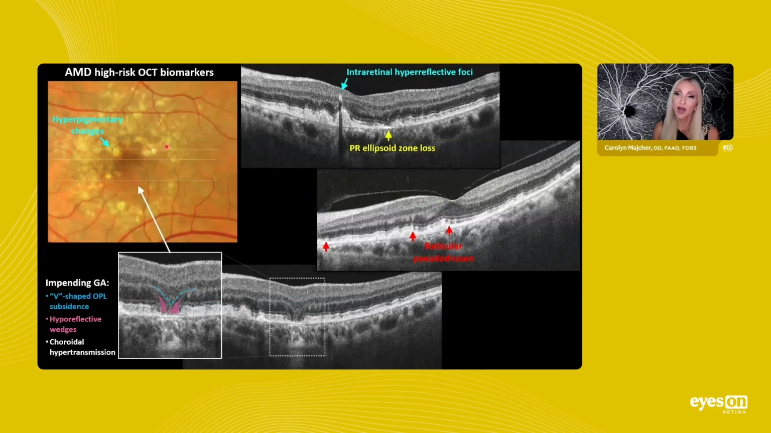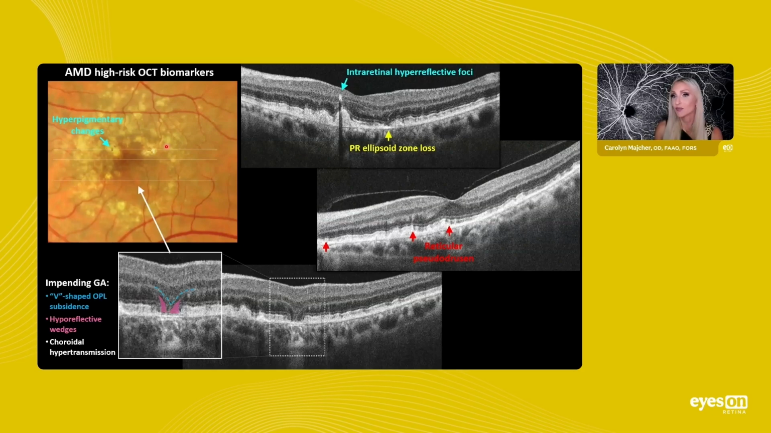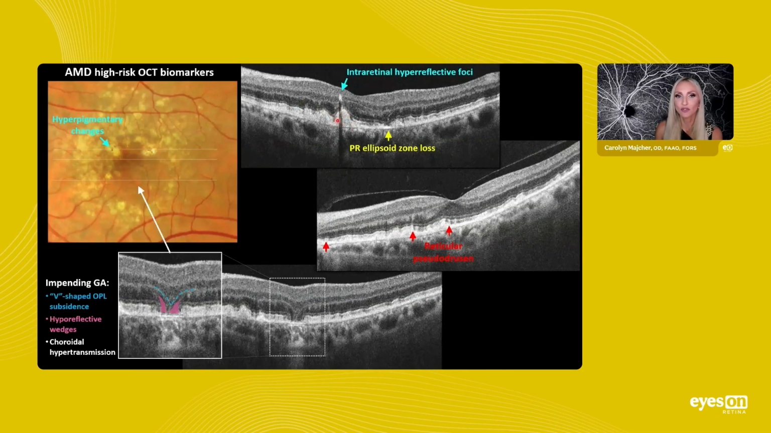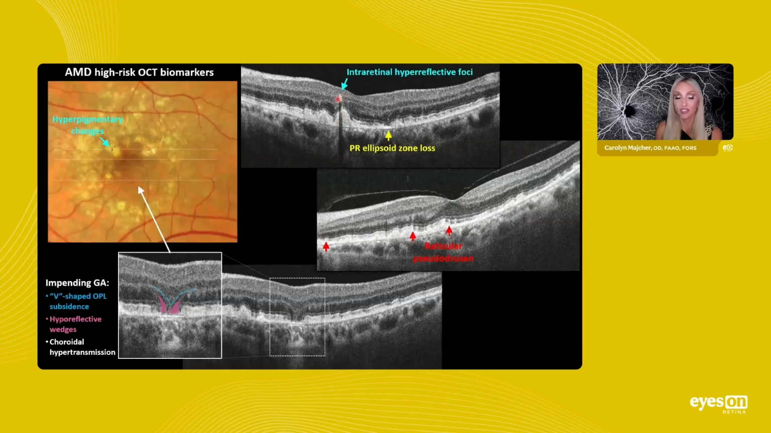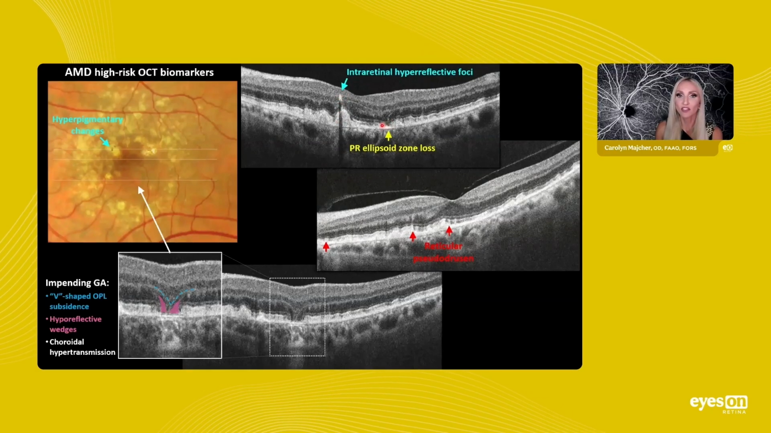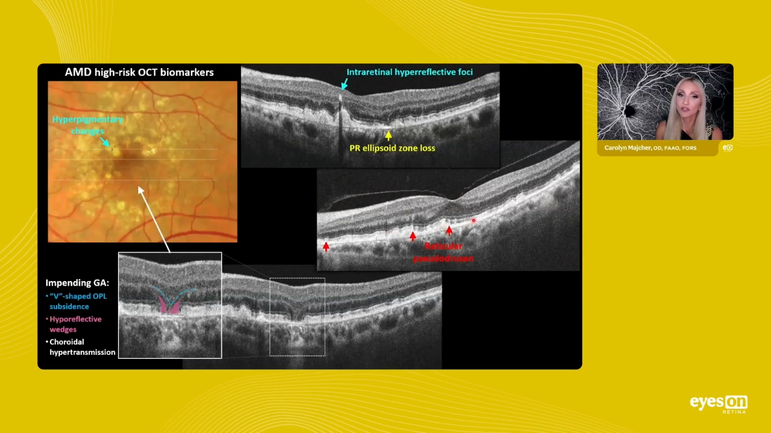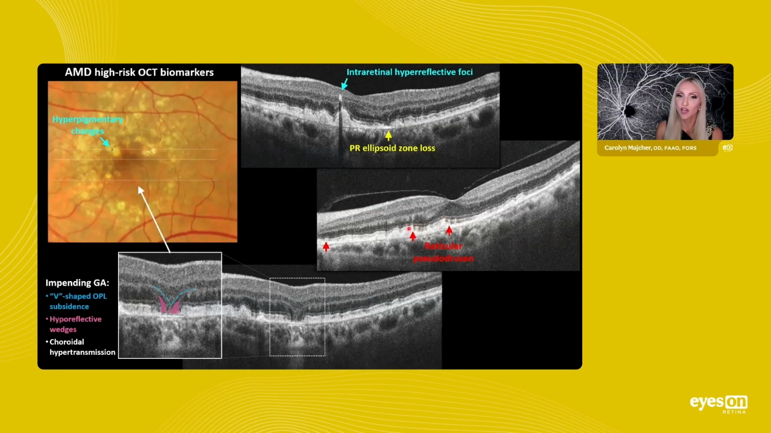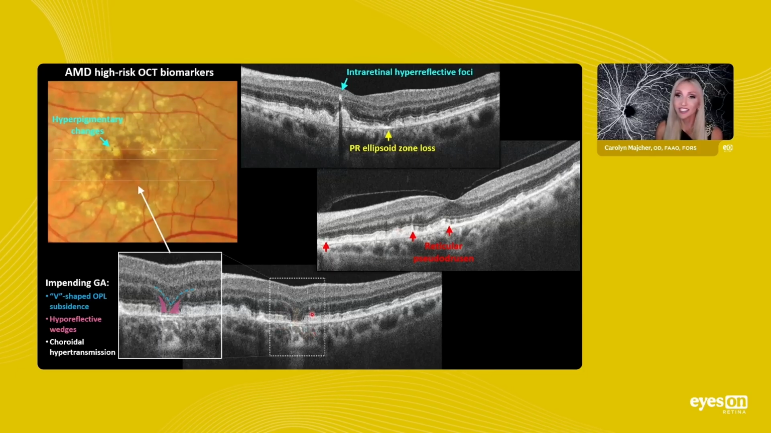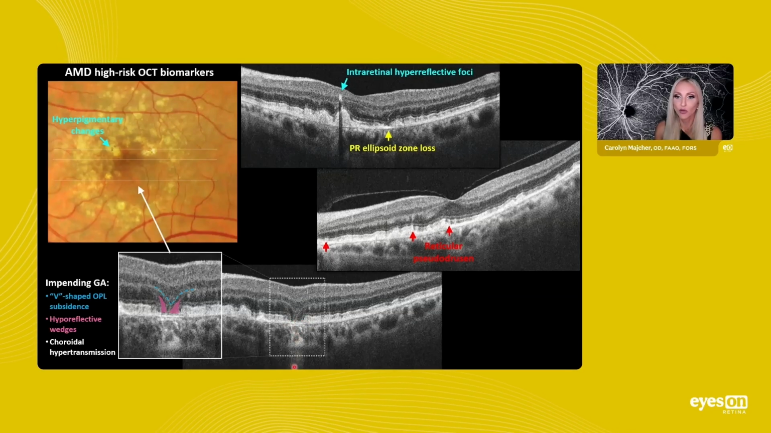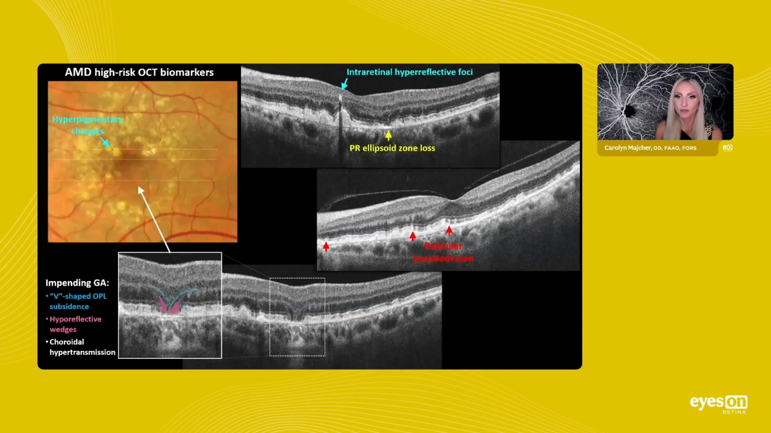I want to point out some high-risk OCT features on his baseline OCT. So we have some large-sized drusen with intraretinal hyperreflective foci. We have loss of the ellipsoid zone of the photoreceptors, numerous reticular pseudodrusen, these hyperreflective nodules in the subretinal space. And then we have an area of impending geographic atrophy, where we have loss of the photoreceptors and the RPE and some early choroidal hypertransmission.